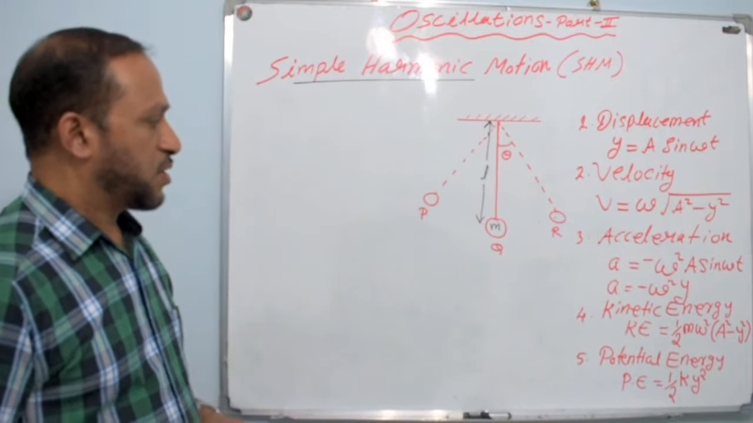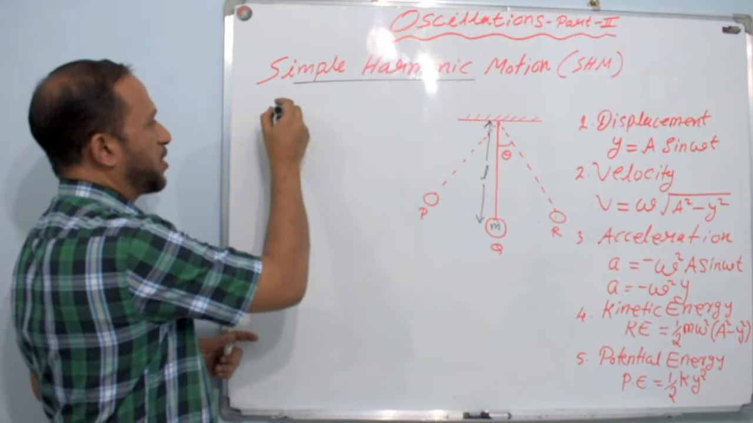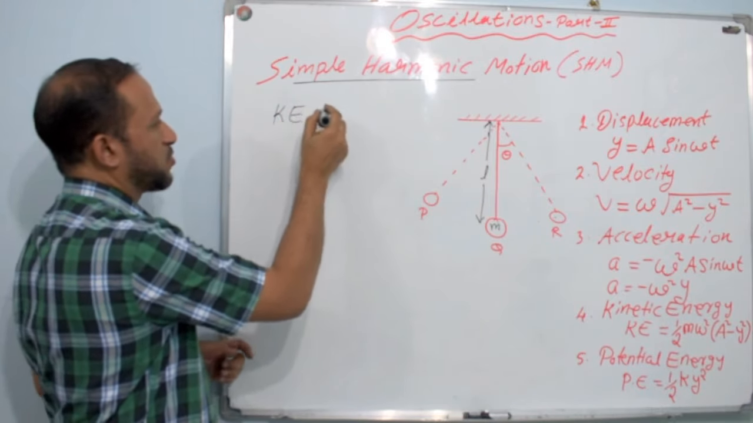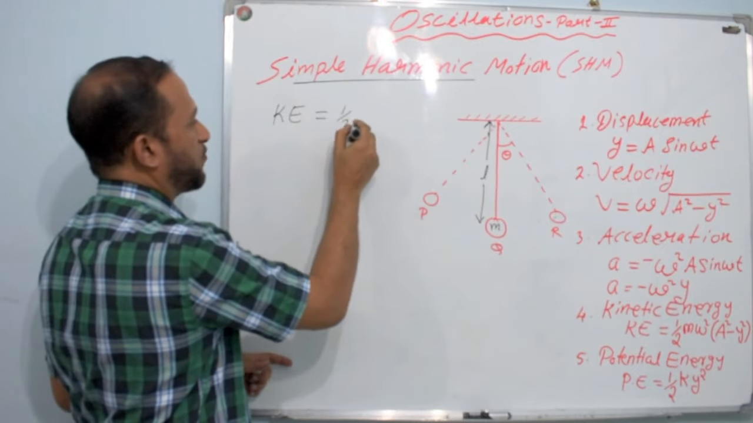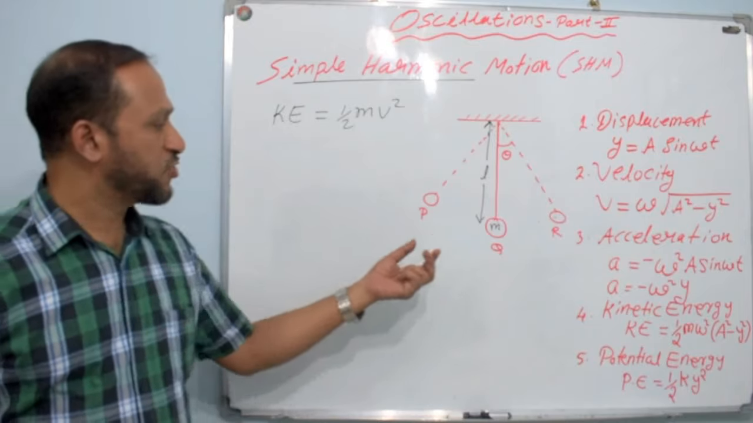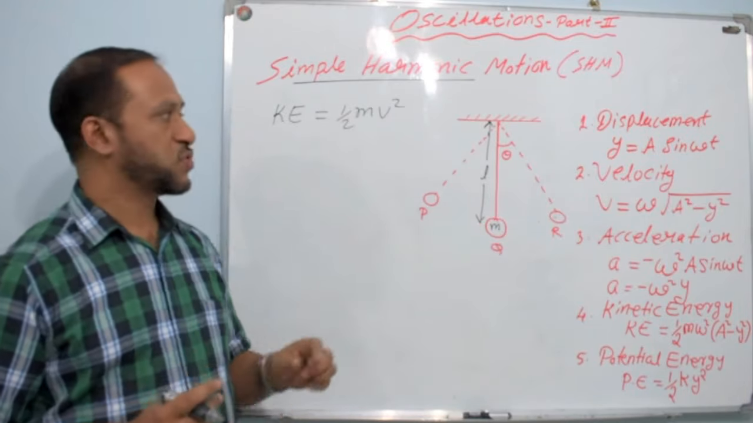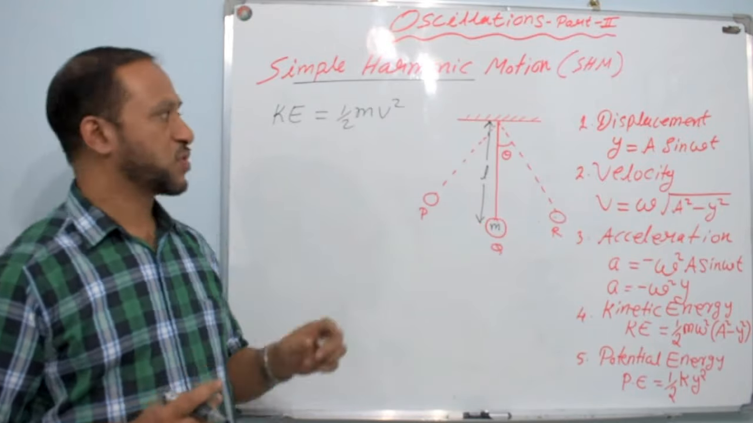Now we can see the fourth quantity, that is the kinetic energy of a simple harmonic oscillator. We know that the kinetic energy of a body is given by KE is equal to half mv square, where m is the mass of the bob in the case of a pendulum and v is its velocity.